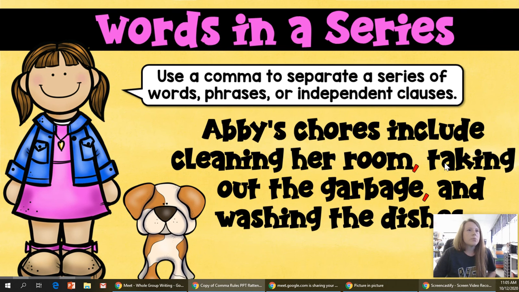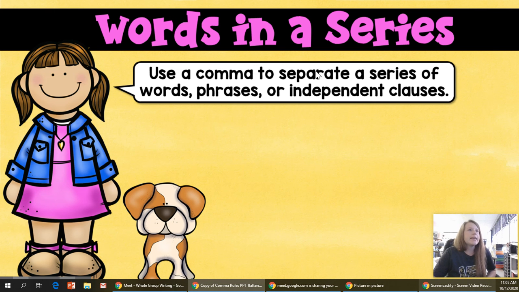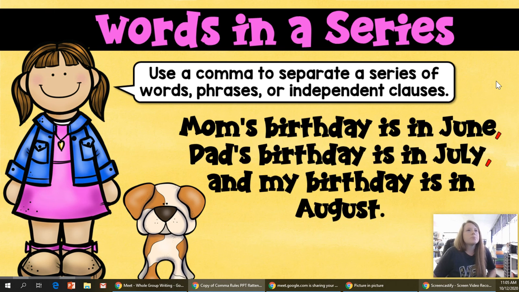Abby's chores include cleaning her room, comma, taking out the garbage, comma, and washing the dishes. So they listed three of the chores that Abby does. Okay, so those are phrases, not just one word names. And independent clauses. So mom's birthday is in June, dad's birthday is in July, and my birthday is in August. So it's still kind of like they're listing whose birthday it is and when. Okay, that's what it means by independent clauses. You're still just listing things.